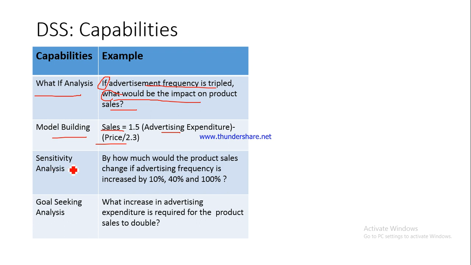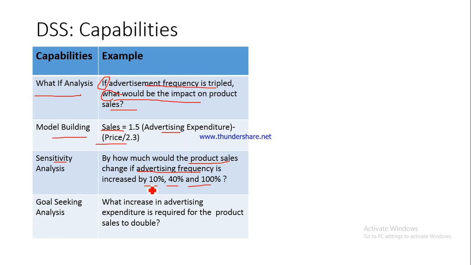Sensitivity analysis, what do we mean by this? We are trying to find out the sensitivity of some outcome, right, to changes in the inputs. Let me put it this way. I'll give you the example first. By how much would the product, now this is the result, product sales, and how sensitive the product sales are to change in advertising frequency. Advertising frequency is increased by 10%. What happens to the product sales? If increased by 40%, what happens to the product sale? If increased by 100%, doubled, what will happen to the product sales? Now this is the sensitivity analysis.